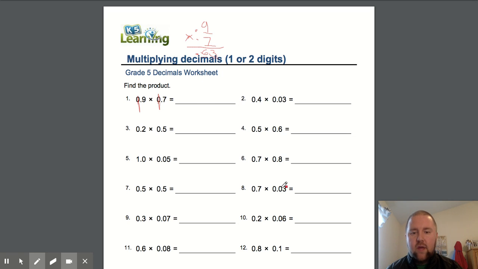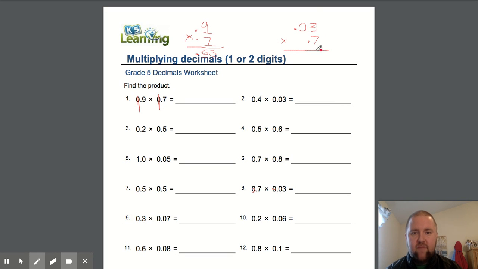Now, looking at a problem like number 8, where it's a little bit more work here, okay, we don't have to worry about this zero, and we don't have to worry about this zero, but now we've got 7/10 times 3 hundredths. All right, we always put the one that is longer with more digits on top. All right, so if I have a decimal and I'm doing 3 hundredths, all right, and I'm multiplying that by the decimal 7/10.